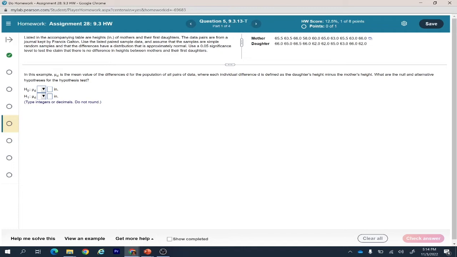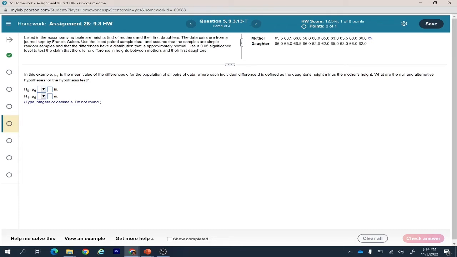So the requirement for this test is already satisfied. The differences have a distribution that is approximately normal. Use a 0.05 significance level to test the claim that there is no difference in height between mothers and their first daughter. There is no difference. That's what we want to find out.